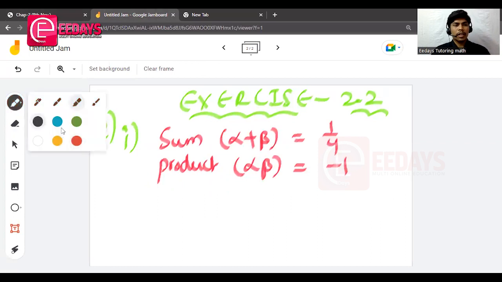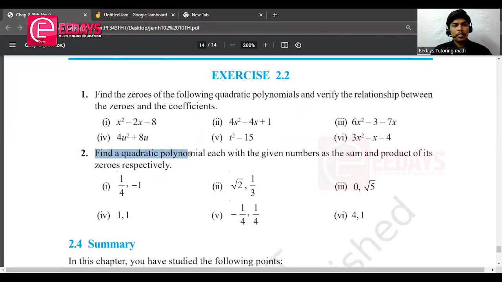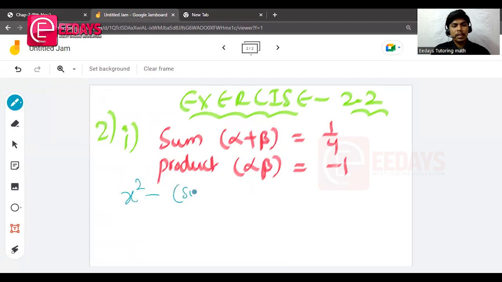Now we have identified the sum of zeros and product of zeros from the question. Then how can we find the quadratic polynomial? There is a format I already gave: x square minus the sum of zeros into x plus the product of zeros.